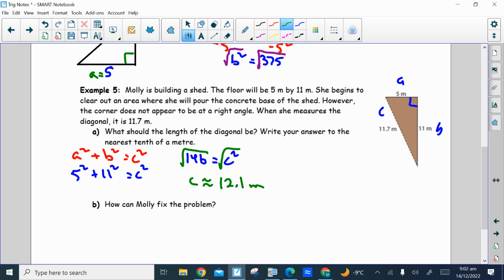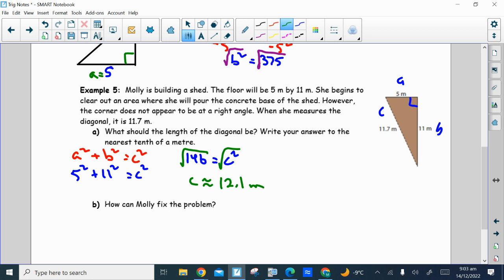When she set it out and measured it, it's actually 11.7. It needs to be longer. So what that means is she needs to increase the angle between A and B. If you increase the angle between A and B, it'll make the side across from it longer. Okay? So that's how she would fix the problem. And she would have to have a tape measure and measure out 12.1 meters and lay that along the diagonal, and that will tell her how much bigger that angle needs to be, so that the distance between the two ends there are exactly 12.1 meters.